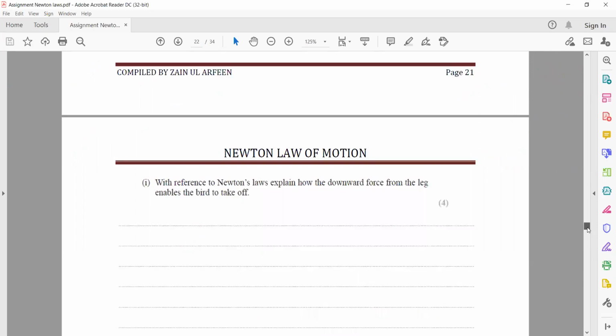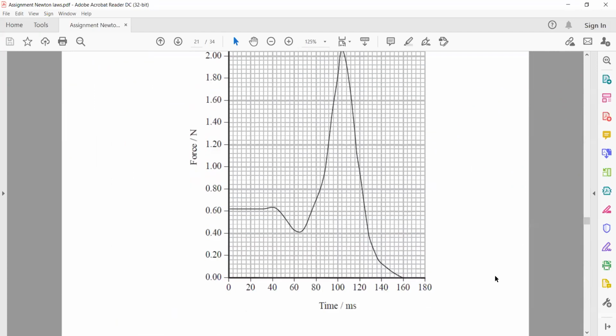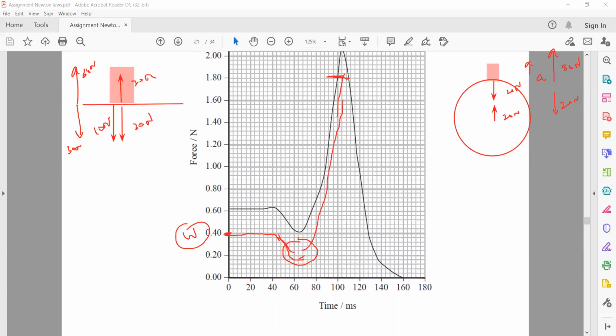So in this part, with reference to Newton's law, explain how the downward force from the leg enables the bird to take off. So how does this downward force enable the bird to take off or lift? The bird's legs exert a downward force on the ground. The ground will apply an upward force on the bird, and the upward force is more than the downward force, like the upward force is more than the weight. That's why the bird will accelerate up. Is this part clear? Any doubt?